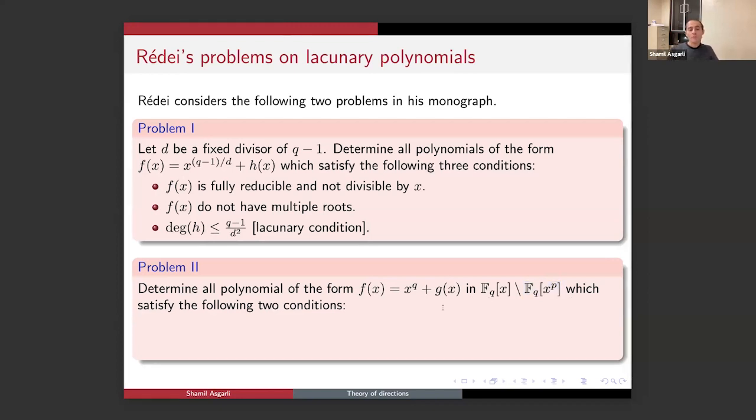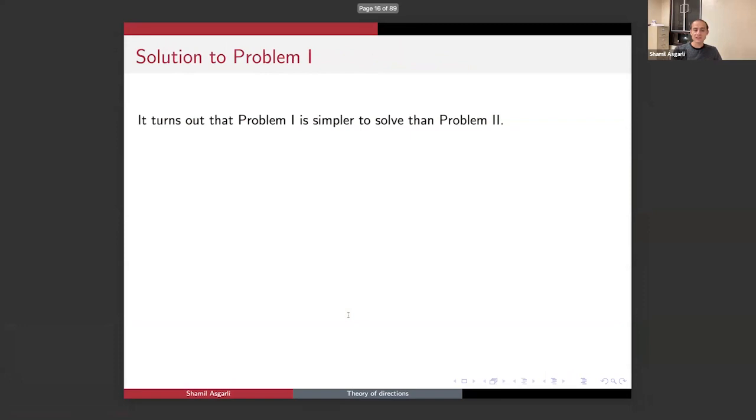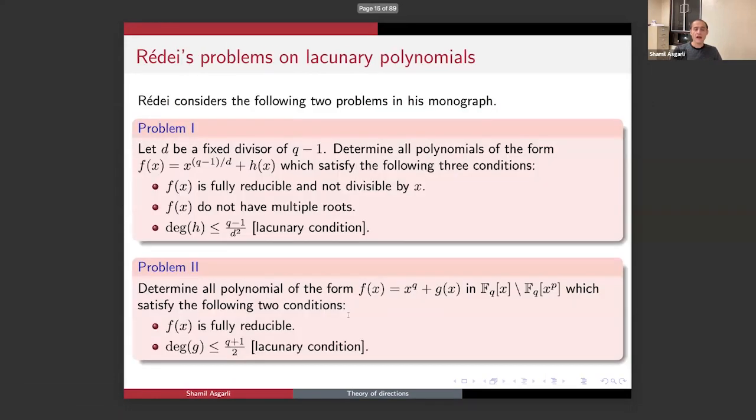So we want to find all polynomials that are of the form x^q, where q is the same q as here, plus g(x), which satisfy two conditions. One is that f(x) is fully reducible. And the second condition is that the degree of g(x) is small. So it's less than or equal to (q+1)/2.